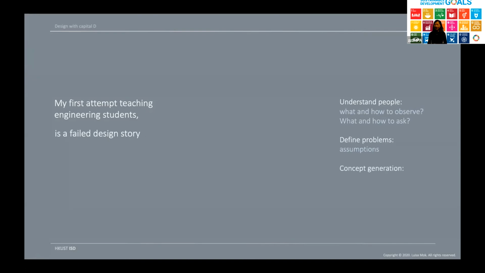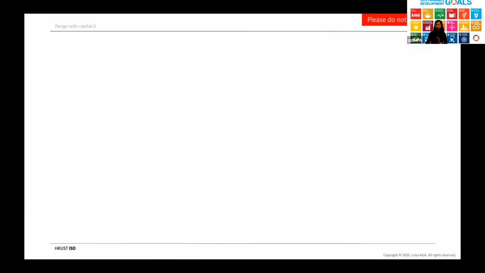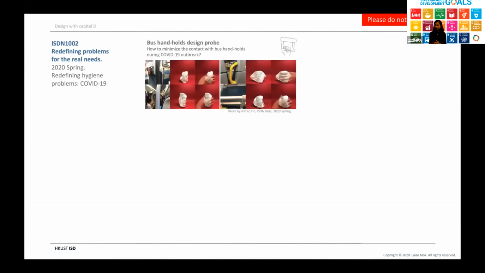And the worst is when they proceeded to concept generation, they asked Taobao. So which was a little bit of a shock to me. So I was a bit upset at that time. But later on, I realized that the how-to is important. So afterwards in my other courses, I tried to structure my course with established design methods and principles.